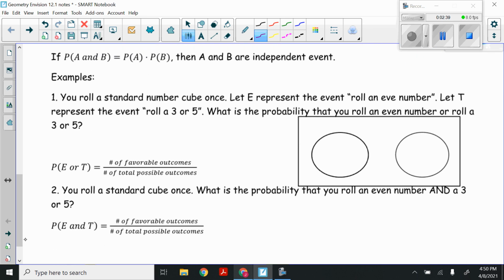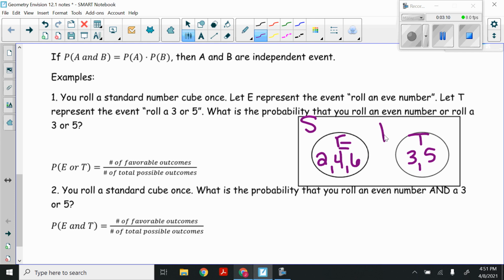All right, so let's look at an example. Example number 1, you roll a standard number cube one time. We're going to let E represent the event that we roll an even number. So in our diagram here, this is going to be our evens. So even numbers on our cube, 2, 4, and 6. T is going to represent the event that we roll a 3 or a 5. This whole thing is our S, our sample space. So what's left is our 1.